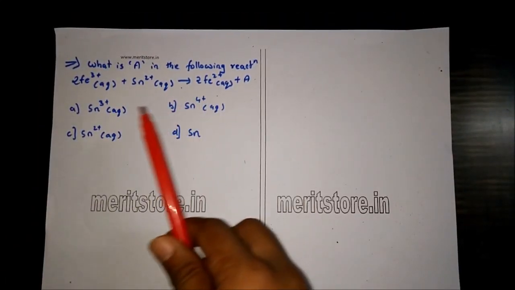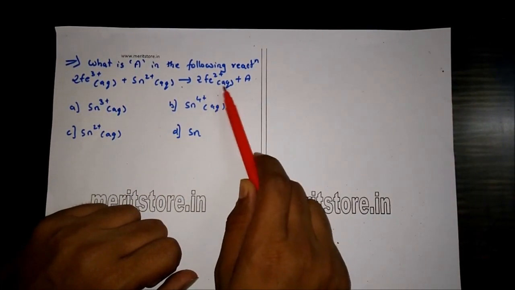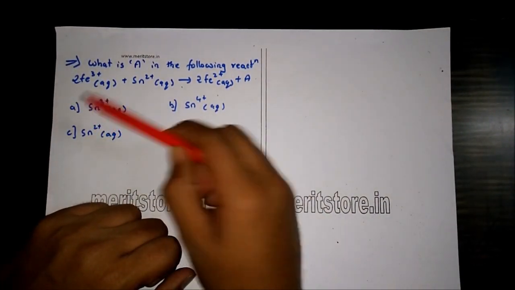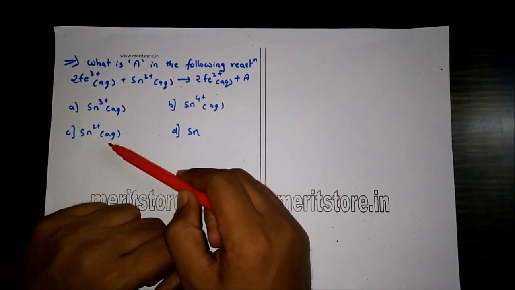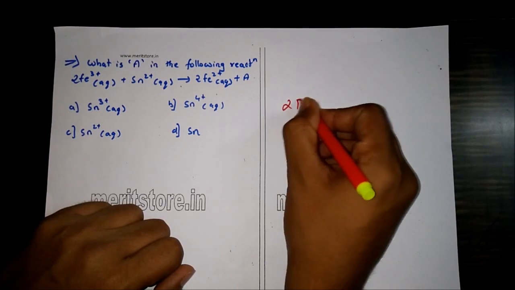What is A in the following reaction? 2Fe3+ + Sn2+ gives 2Fe2+ + A. Is it Sn3+, Sn4+, Sn2+, or just Sn? Now let's look at what is happening in the reaction.